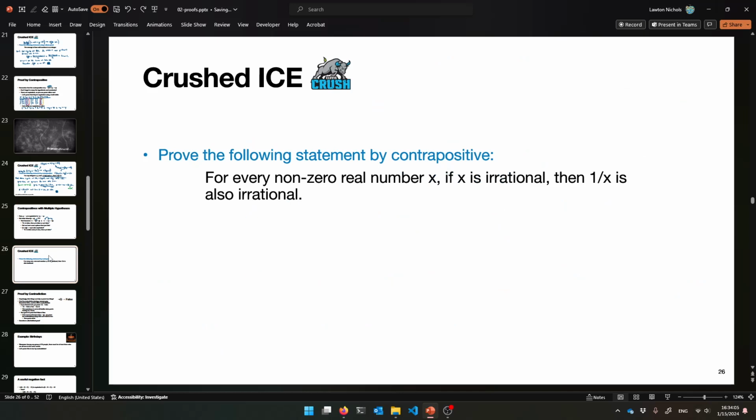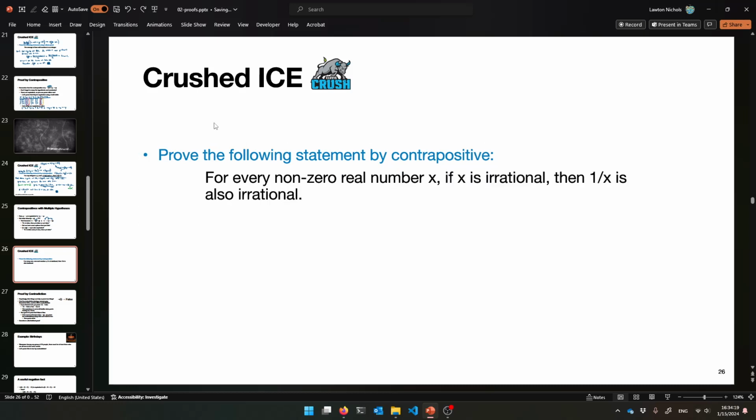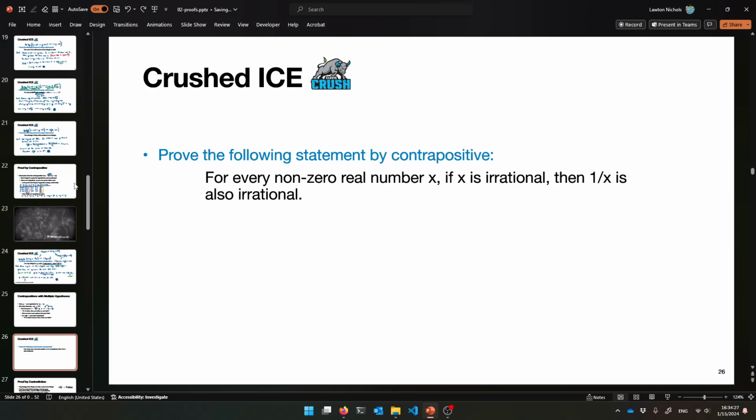I want you to try this one. It should be a little bit easier. Prove it by contrapositive. For every non-zero real number x, if x is irrational, then 1 over x is also irrational. So that's the idea. That's what we're trying to prove. Irrational just means it's not rational. A rational number, we know what that means.